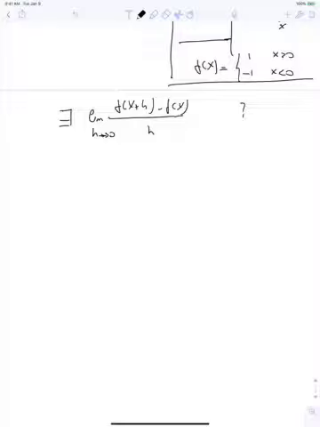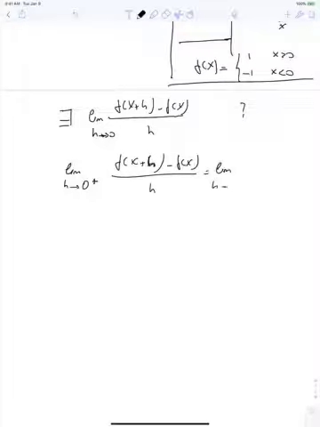Well, in order for a limit to exist, it means that the limit from the right must be equal to the limit from the left. So h goes to 0 plus, meaning h goes to 0 from the right, must be equal to the limit from the left of the same quantity.